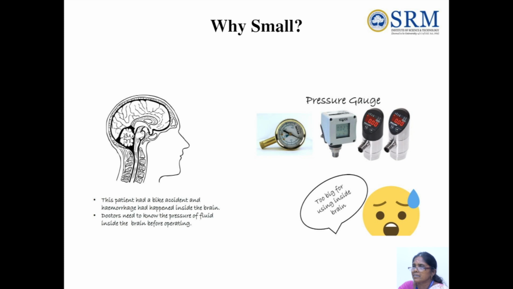That is why MEMS is small. For example, a MEMS sensor is used in the brain. The normal traditional pressure sensor is a pressure gauge, and its size is also big. It is not useful to detect the fluid of the brain. But when somebody has an accident in the brain, the doctors use a MEMS sensor only. It is not possible with the traditional sensor.